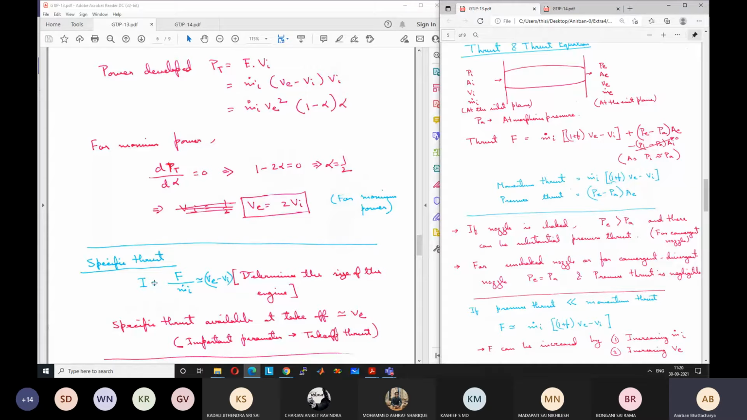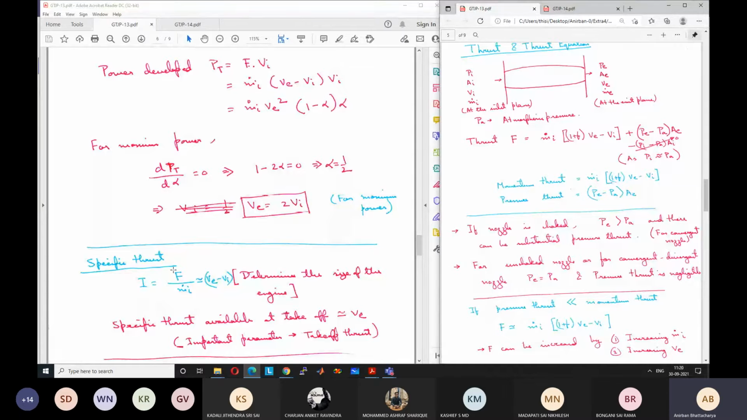So that again is more beneficial. So it's like a chain reaction. So you want the engine to be as small as possible. So you want the specific thrust to be as high as possible. This is defined as thrust per unit mass flow rate, F by m dot a, and is denoted by the symbol I.